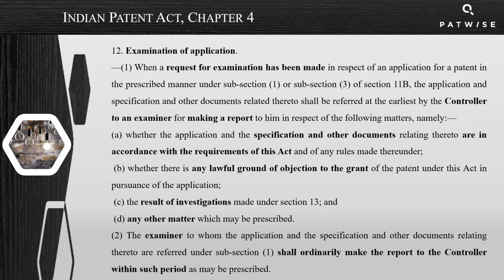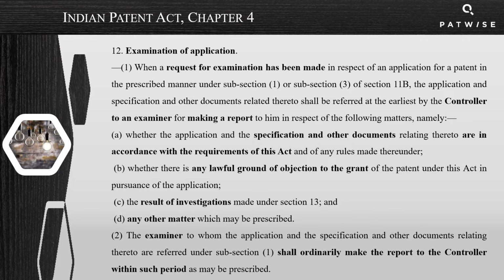So he checks if the specification and all other documents, including the forms, are in accordance with the Act. Two, whether there are any lawful grounds of objection to the grant. Number three, the results of the investigations made under section 13, which is basically anticipation. So is there any other document that will prevent the grant of the patent? Now four, any other matters which may be prescribed under the Indian Patent Act and rules.